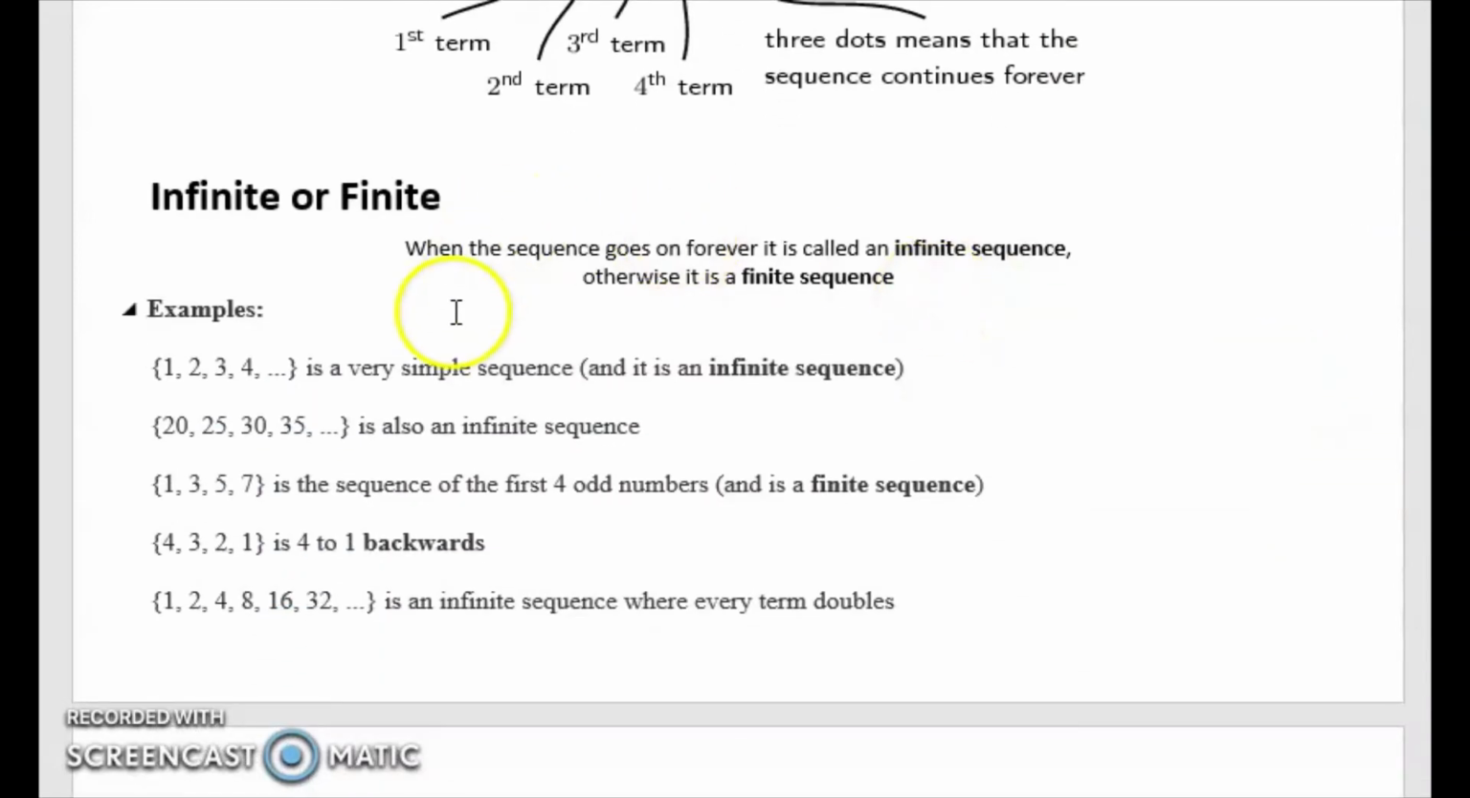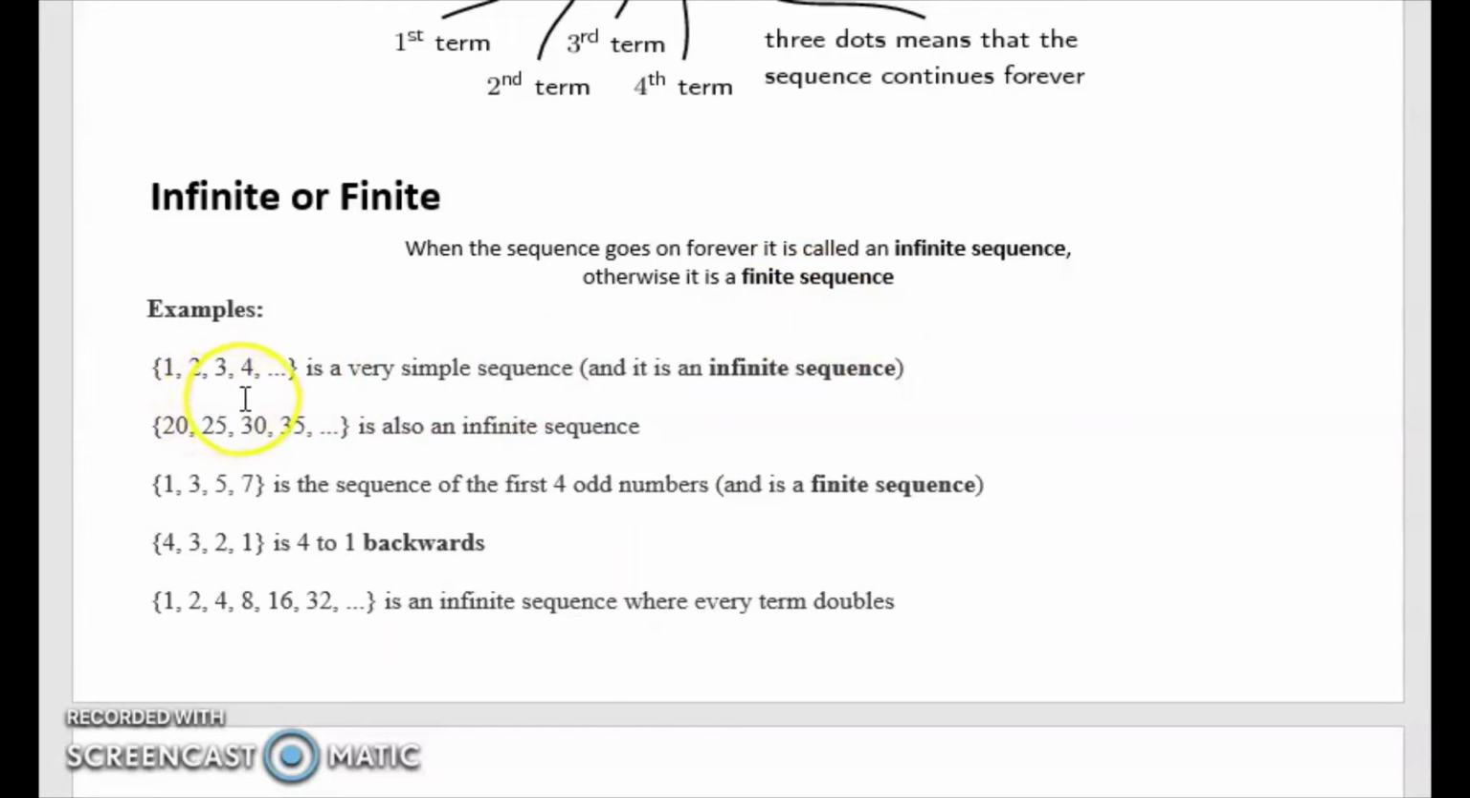We have here several series or sequences of numbers. We will identify whether they are infinite or finite. When the sequence goes on forever, it is called an infinite sequence. Otherwise, it is a finite sequence. So we have examples here.